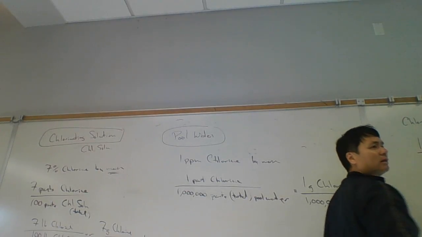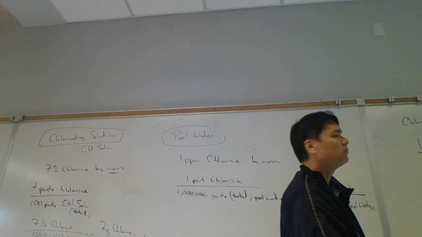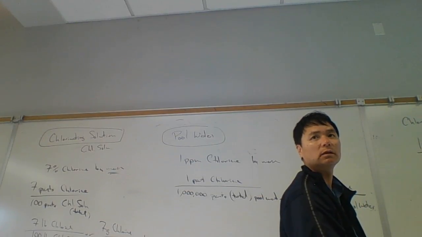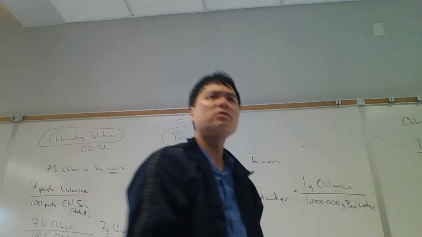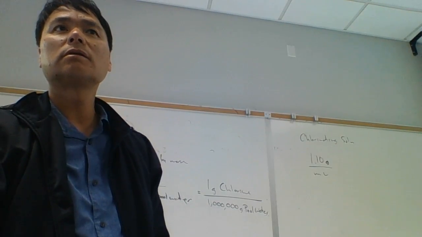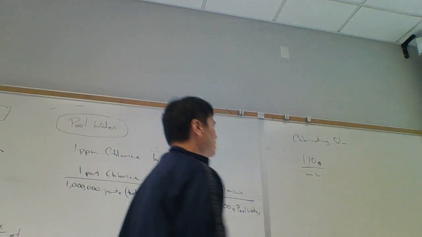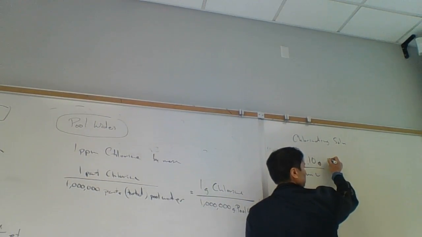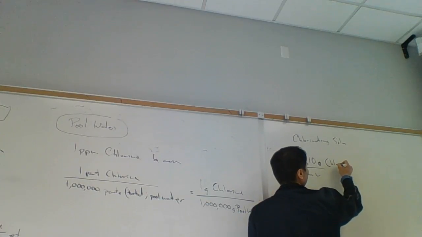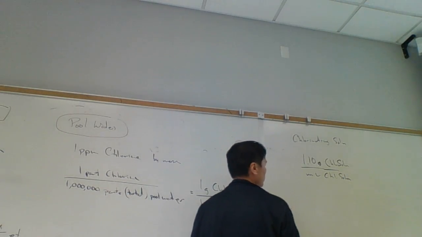Now, grams of what? 1.10 grams of pure chlorine? Is that it? 1.10 grams of pure chlorine per milliliter of chlorinating solution? Yes? No. It's going to be 1.10 grams of chlorinating solution per milliliter of chlorinating solution. So for every milliliter of chlorinating solution, it's going to weigh 1.10 grams.